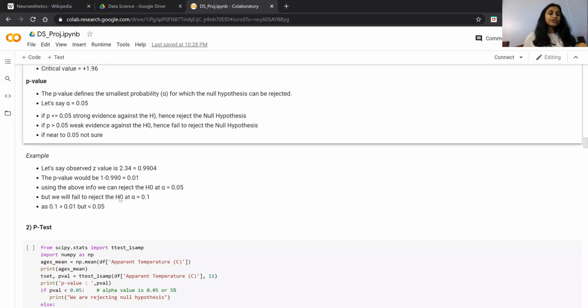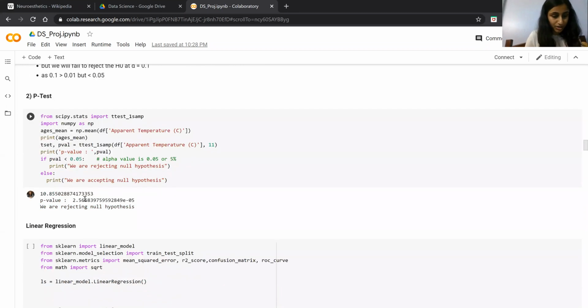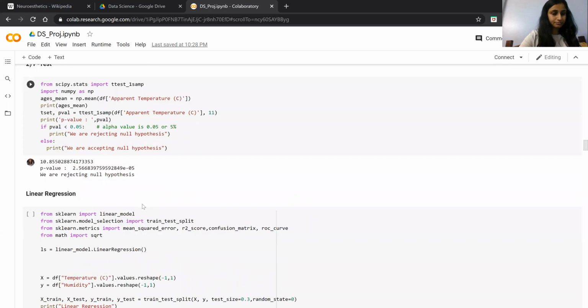Next, the p-value. If the p-value is less than 0.05, then we can reject the null hypothesis. If the p-value is greater than 0.05, then we fail to reject the null hypothesis. The observed p-value here is 2.56 e minus 05, with a lot of decimal points, and this is definitely lesser than 0.05. Hence, we reject the null hypothesis.